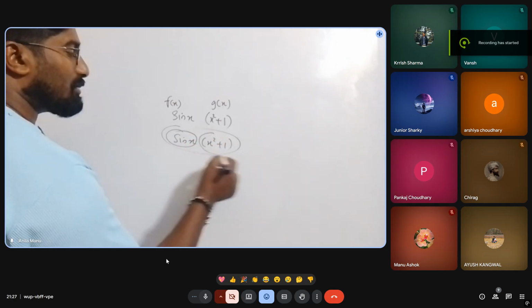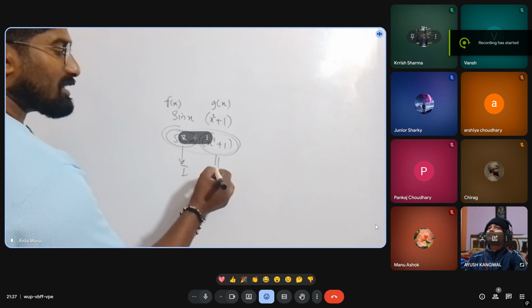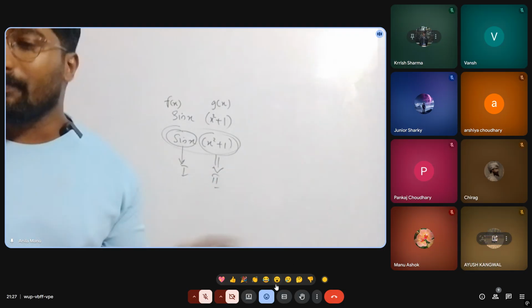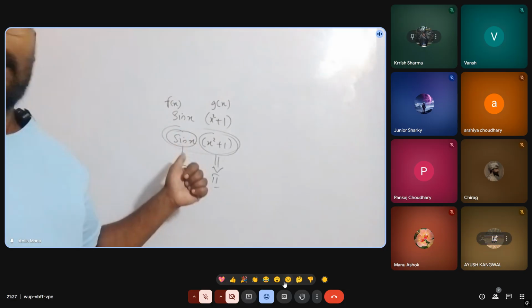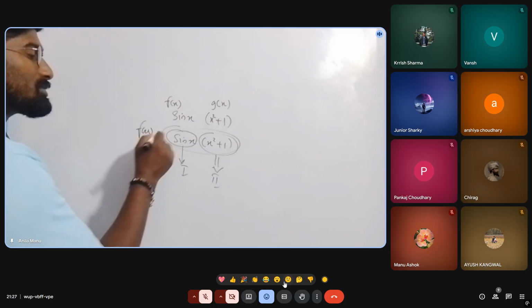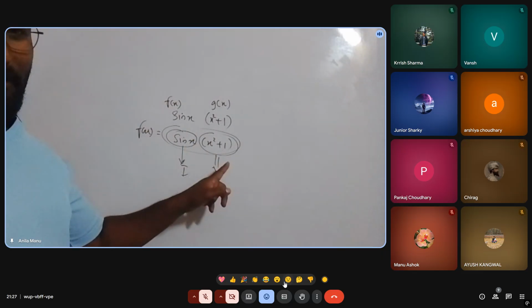Two distinct complete functions. The first one is the sine function, and the second function is x square plus 1, that is algebraic. Correct? We can split it. That's why to find the derivative, if f of x is a product of these functions, we can solve it by using the product rule. Clear, right? These two are two distinct functions.